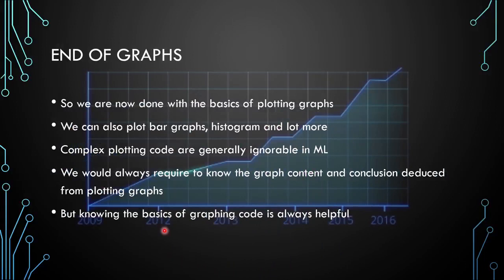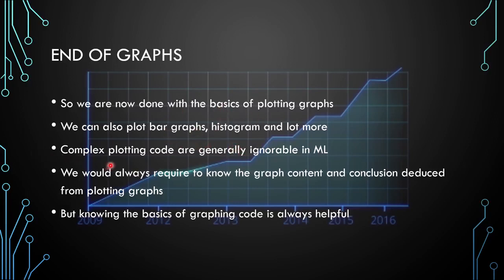So now we are done with the basics of plotting graphs. We can also plot bar graphs, histograms, and a lot more. You can use the x and y values, as I told you. Suppose you have an x list and a y list, and if you write plt.bar x comma y, you will see the bar graph is plotted automatically. So you can try it out that way. You can search the web for what is a histogram and lot more.